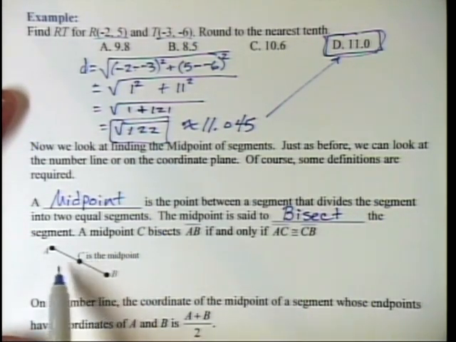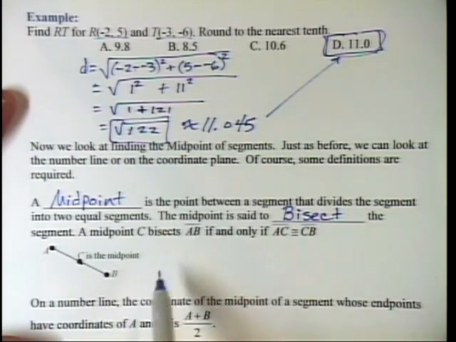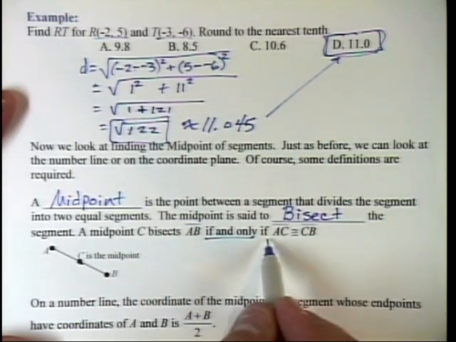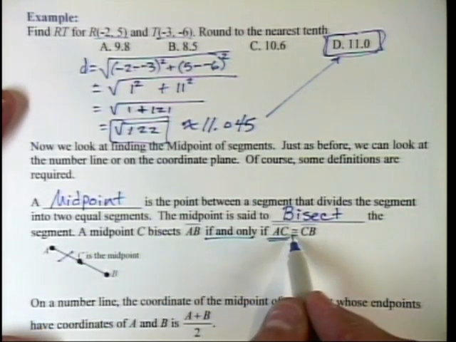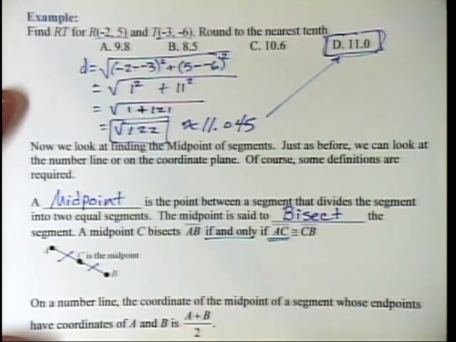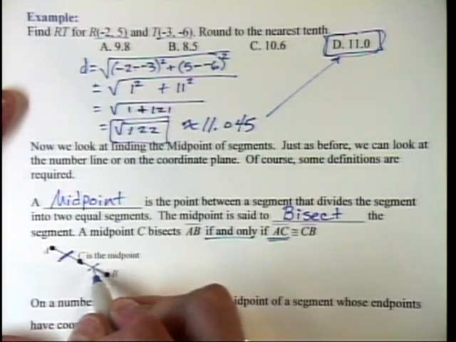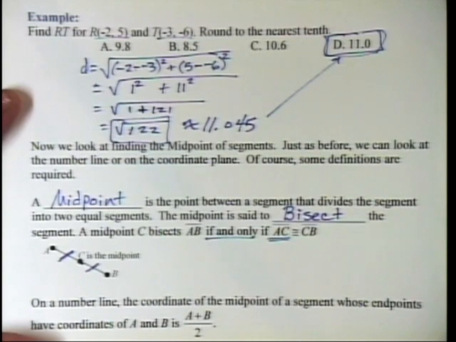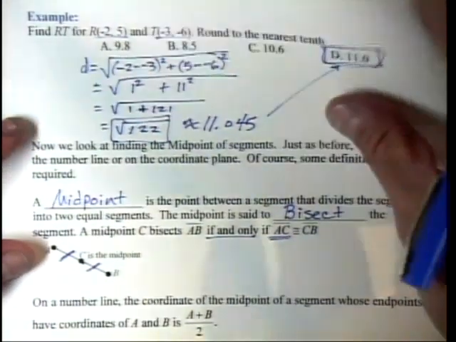Now the midpoint C in this diagram below bisects segment AB if and only if AC is congruent to segment CB. And sometimes if two segments are congruent, we'll put a little hash mark or a tick mark on them to show that these two segments are equal. And if they're equal, then C is the midpoint, and C again is said to bisect the segment.